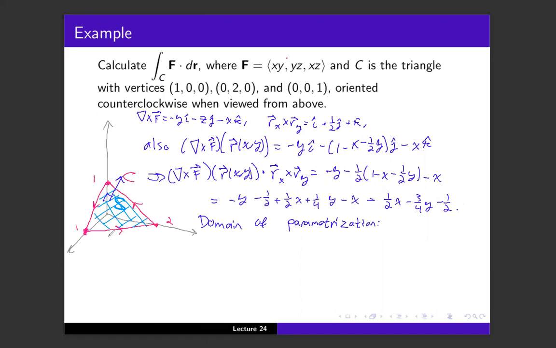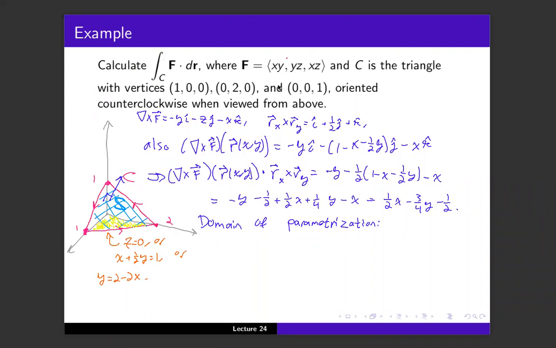What happens with the domain of parameterization? Well, that region D, I'm going to try drawing it down here, is this region in the xy plane, right? It's this yellow region down here in the xy plane. We need to work out what that is going to be. That's not that hard either, because that curve is just what we get when we set z equal to 0, or in other words, what we get when we take x plus 1/2 y equals 1, or y equals 2 minus 2x.